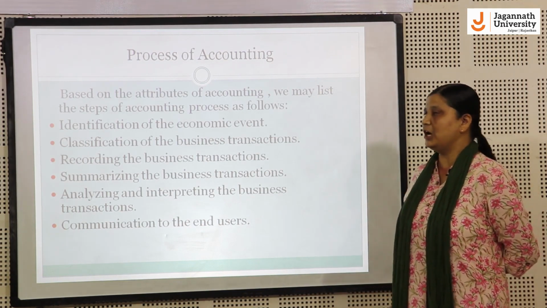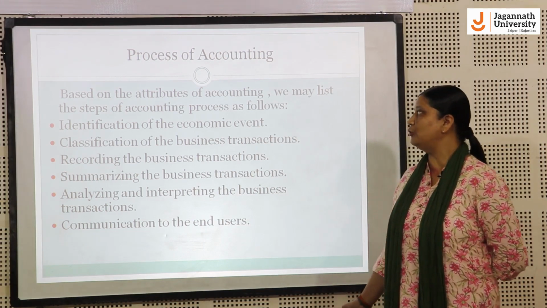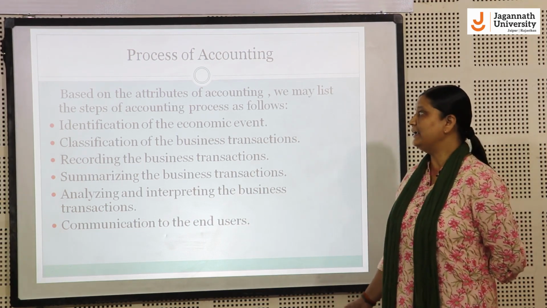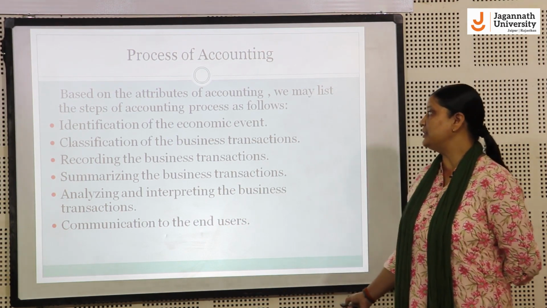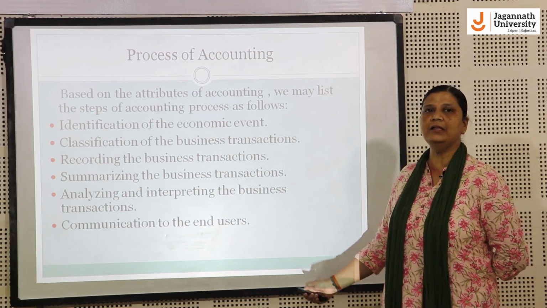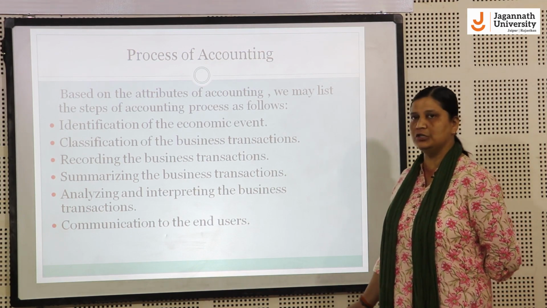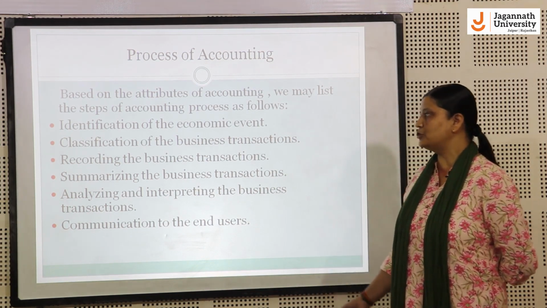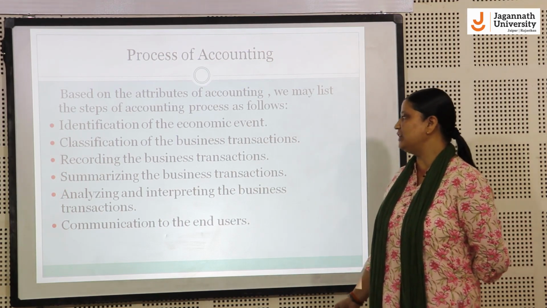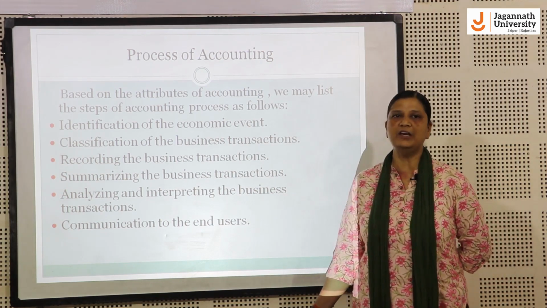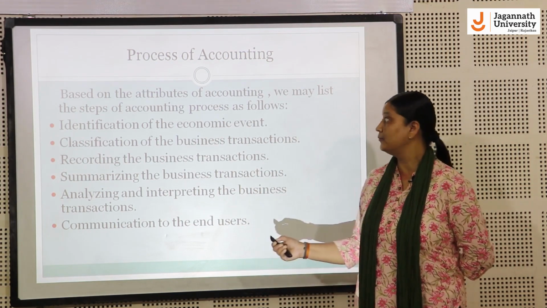Now this is the process of the accounting. Very first step in the process of accounting is identification of the true economic event, then classification of the business transaction, then recording the business transaction, which can be done by means of journal entries, then summarizing the business transactions, in which we do ledger posting and making trial balance. Next one is analyzing and interpreting the business transactions by making financial statements. And the last one is the communication to the end users.